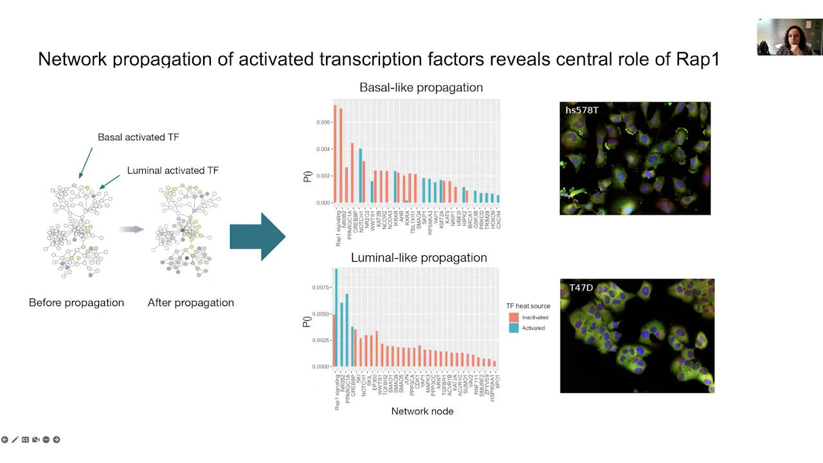So what we did is we took these cells, and we identified transcription factors that are found to be differentially active in one group versus the other. We mapped them onto our cell shape network, and we used something called network propagation to identify network regions that are affected by these phenotypes.